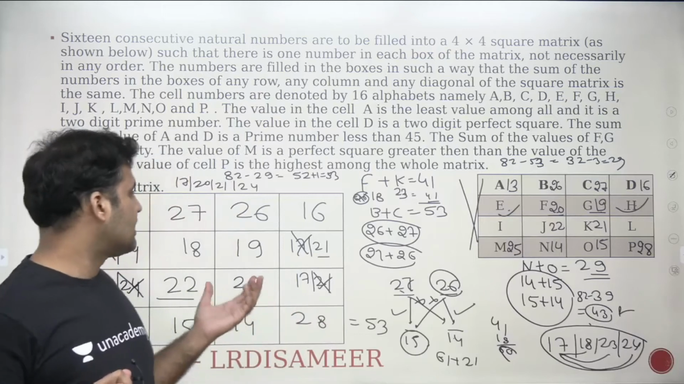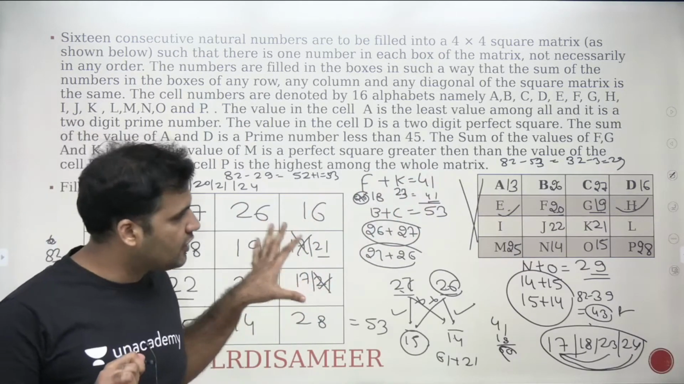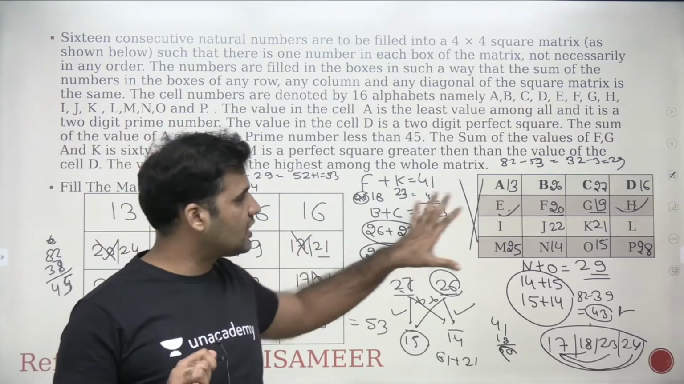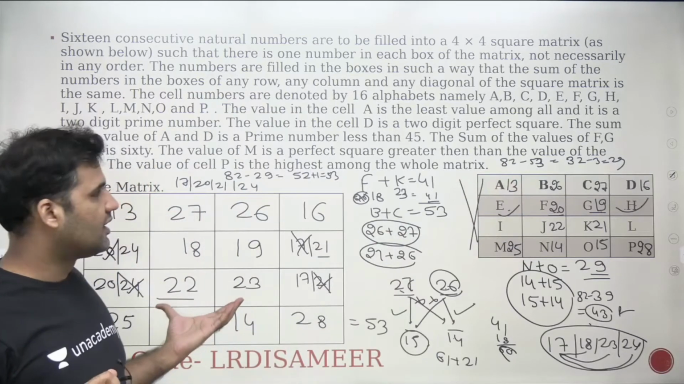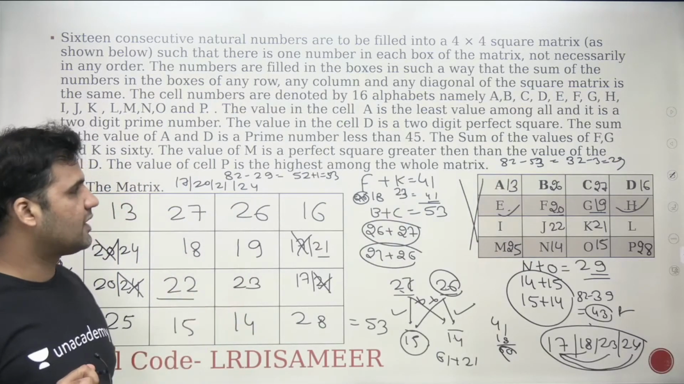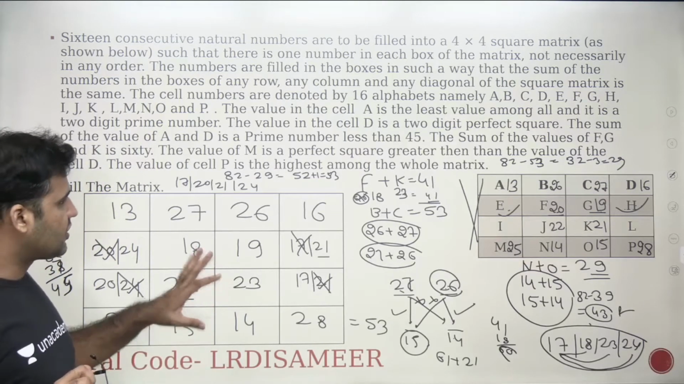So you see that using this information, we reduced the set to two possibilities, and then further this one was eliminated, and this is the case that we are left with. That's it. So this is the complete solution of the set.